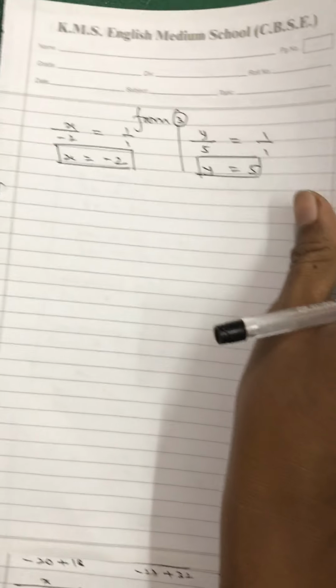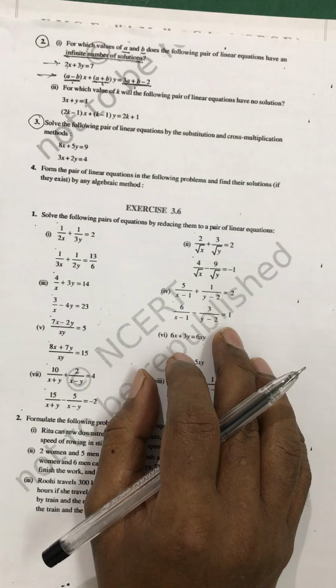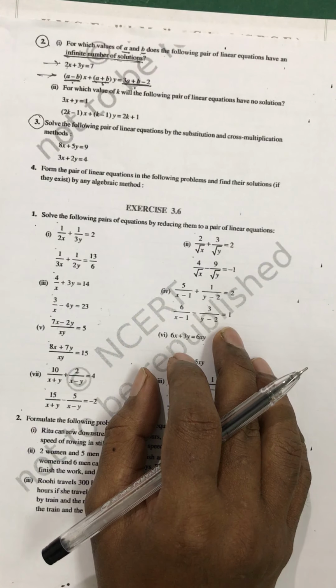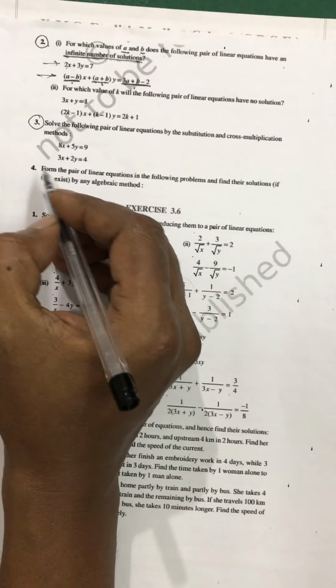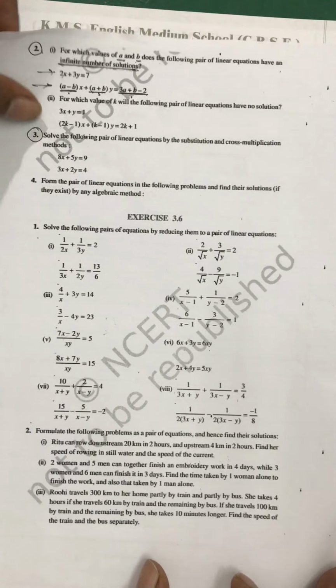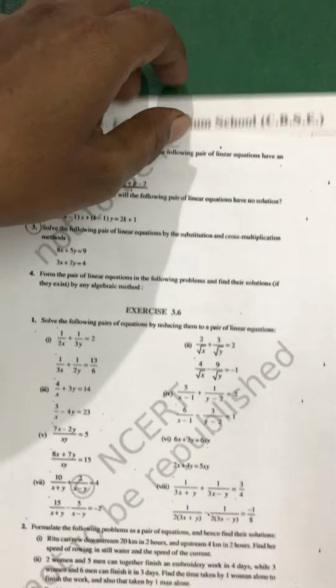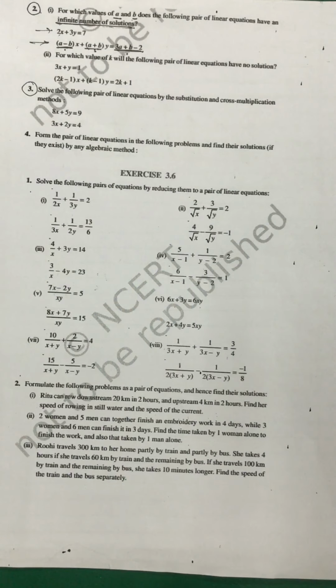So we have finished with what? Form the pair of linear equations in the following problems and find their solutions if they exist by any algebraic method. What happened? No, actually these are the word problems, my dear students. Word problems, I'll do all the word problems together. So in this way we can stop over here. All the word problems I'll do together.